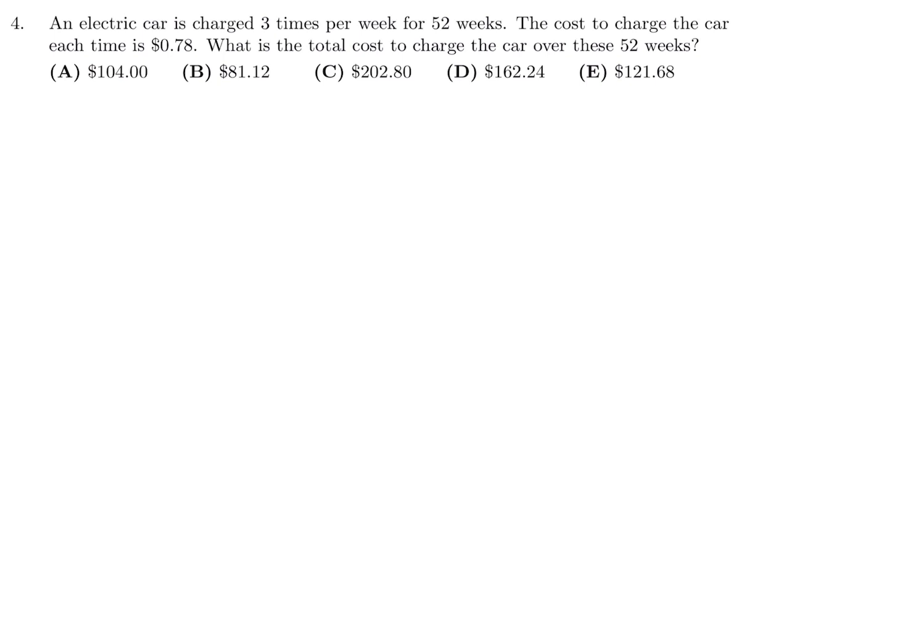An electric car is charged 3 times per week for 52 weeks. The cost to charge the car each time is $0.78. What is the total cost to charge the car over 52 weeks? So 3 times per week, 52 weeks, each time, 0.78. And when you do that multiplication, you get 121.68, and that is in dollars. So the answer is E for number 4.